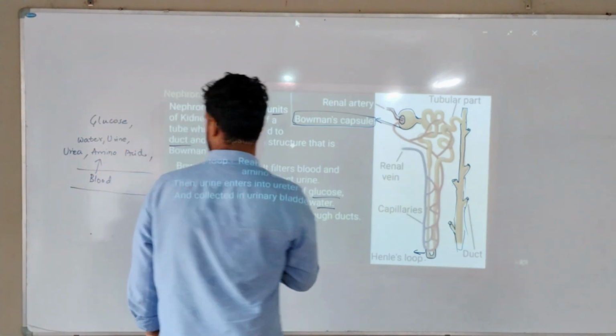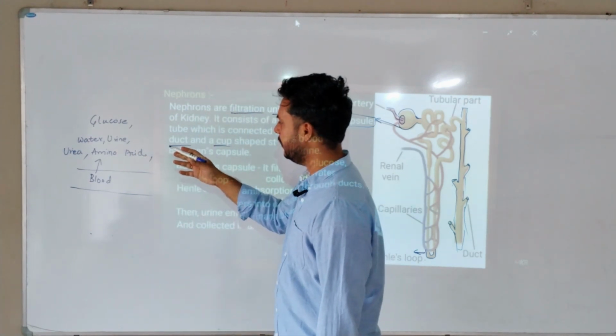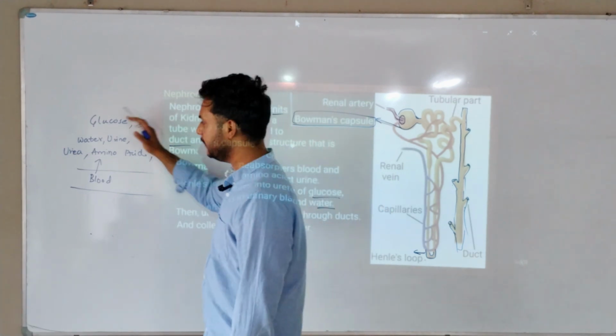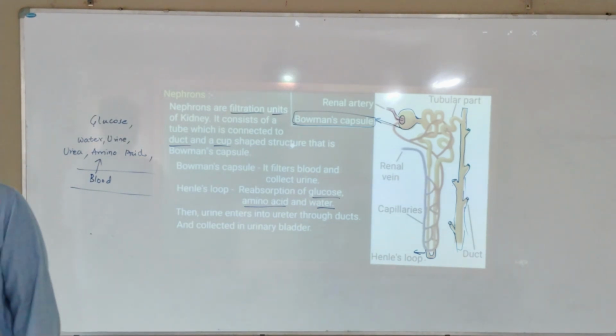Glucose, water, urea, and amino acids will be there in the blood, since proteins are broken down into amino acids. Now what should go outside our body? Only urine, the waste product, should go.